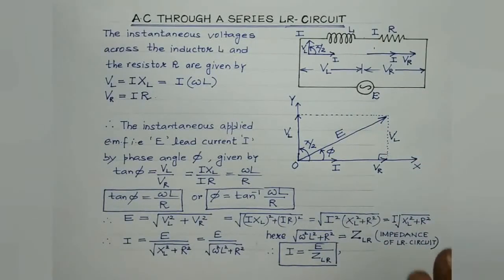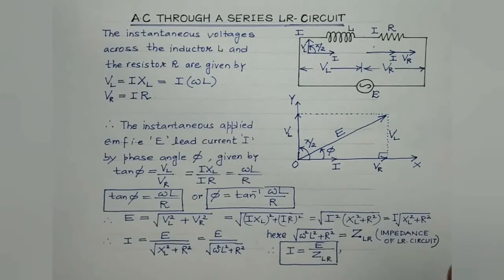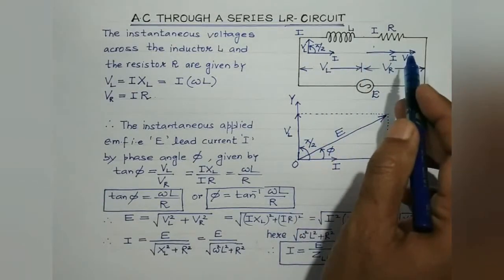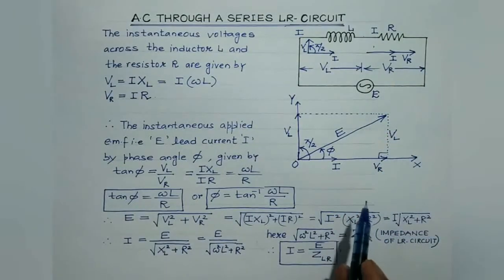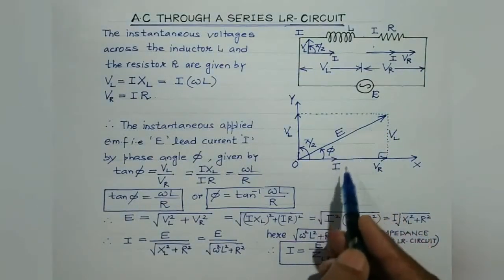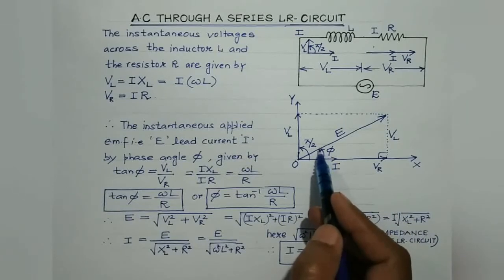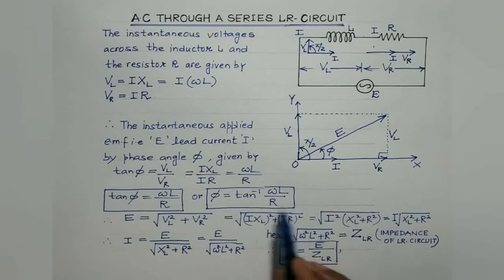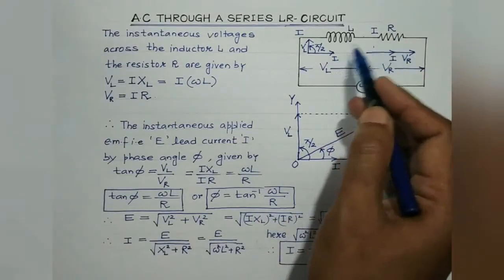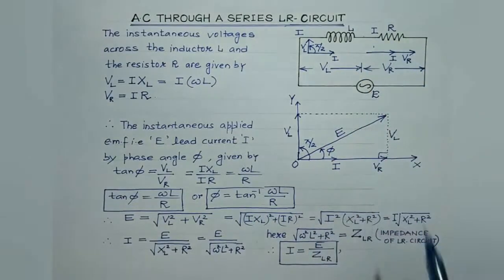So students, there are two key points. First is, in the case of LR series circuit, if the alternating current is made to pass through it, then it is found that the EMF E leads the current I by a phase angle phi, given by phi equals tan inverse omega L by R. And the current flowing through each of these two circuit elements connected in series is given by E divided by ZLR, where ZLR is the impedance of the LR circuit, which in turn is given by square root of omega square L square plus R square.